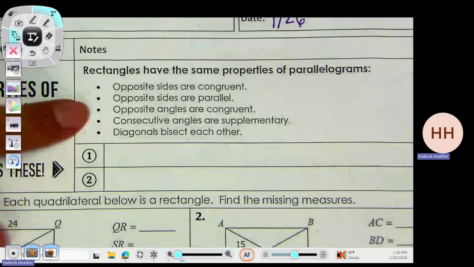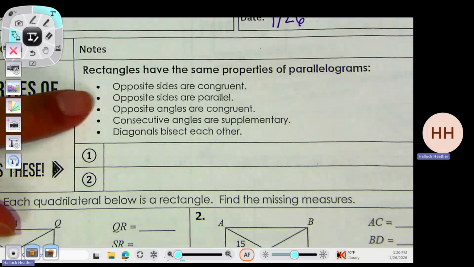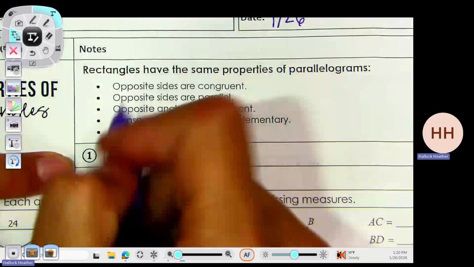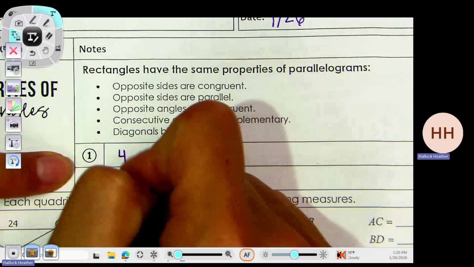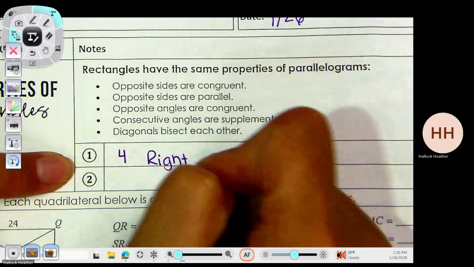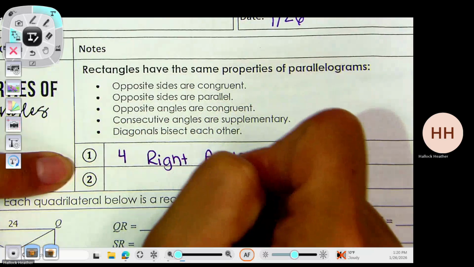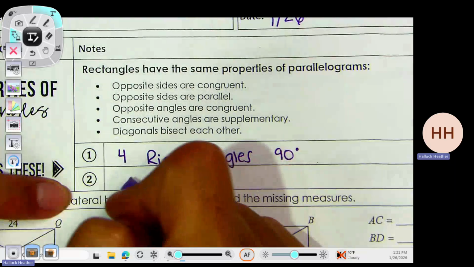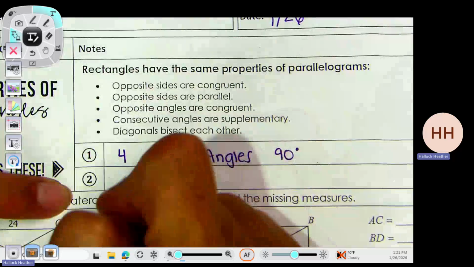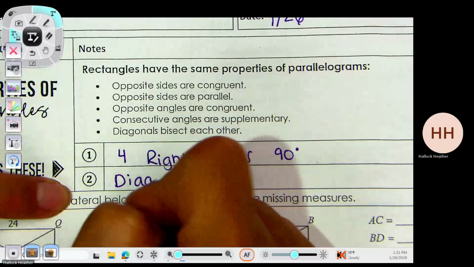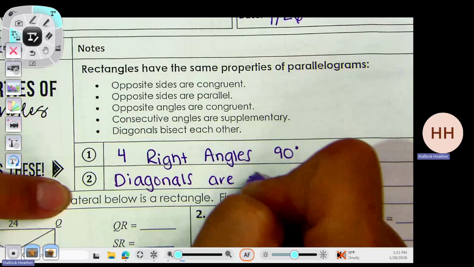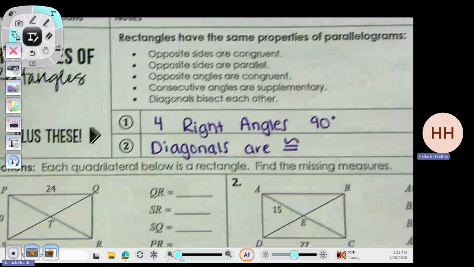I'm not responding. Okay. So all the properties apply for a parallelogram because a rectangle is technically a parallelogram. We're going to add our 2 new properties. The 2 new properties are that we have 4 right angles, so each corner makes 90 degrees. And then we also know that they bisect, but the diagonals are also congruent. So I'm going to write the little symbol for congruent. If you want to write the word congruent, you can.